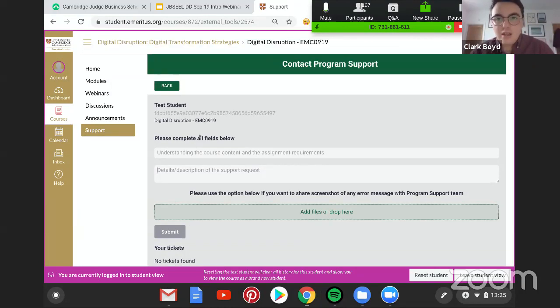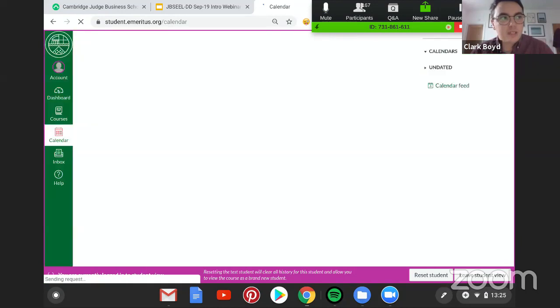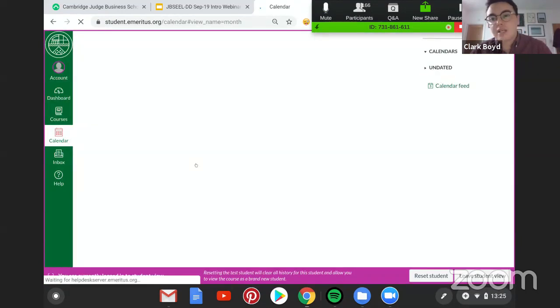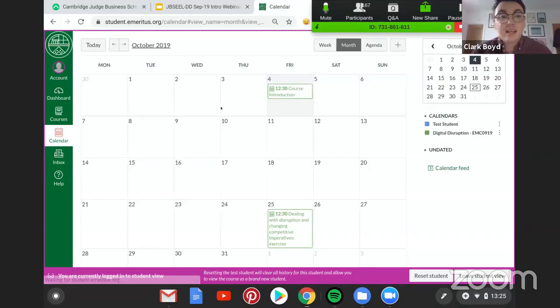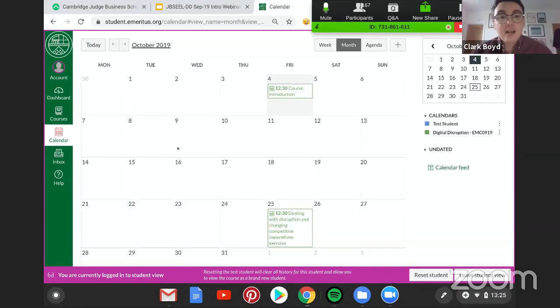And I think from that perspective, apart from that, it'll just be back to my calendar in this instance, which has a lot in it. So everything should be in there for you as well. I think that's about it for Canvas at this stage.